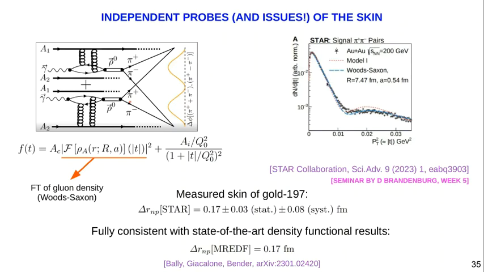So for gold, they measure a value of the neutron skin, from again some Saxon fit, of 0.17 Fermi with some error. This is fully consistent with low energy theory. Actually, we put online a paper last month about state-of-the-art results for gold, and we get the same number for the neutron skin. So this means that this method seems to be very reasonable.